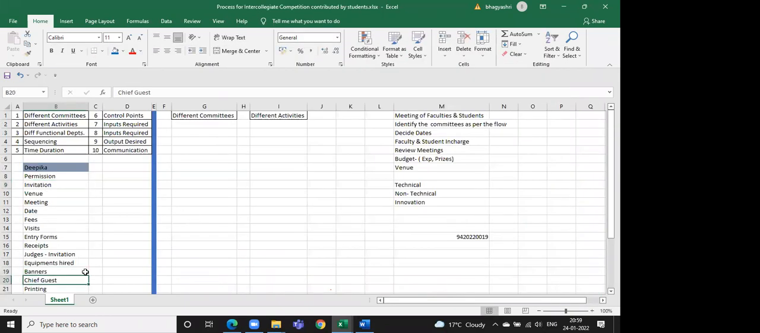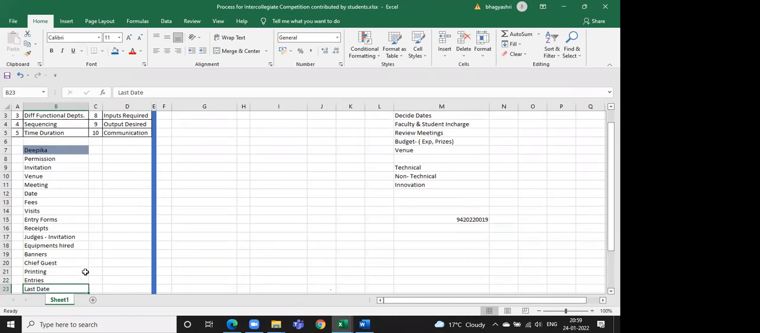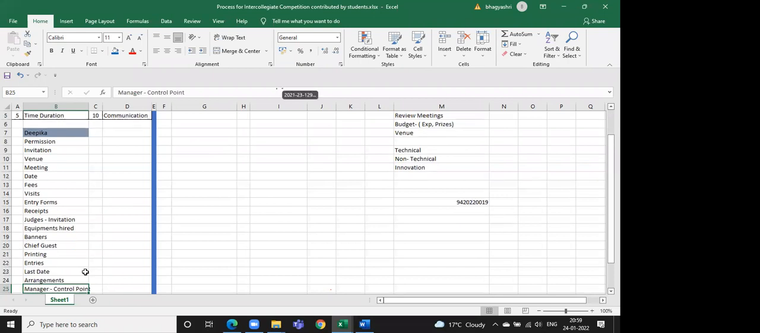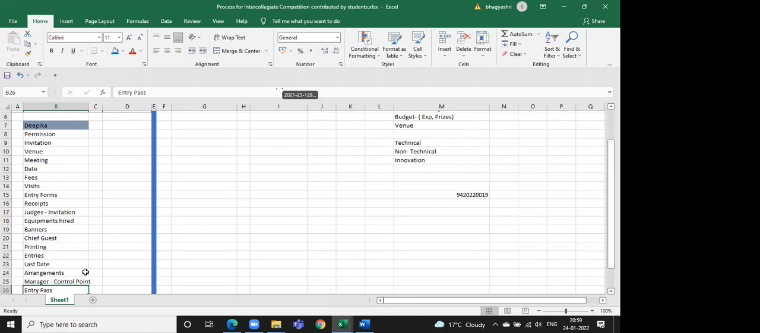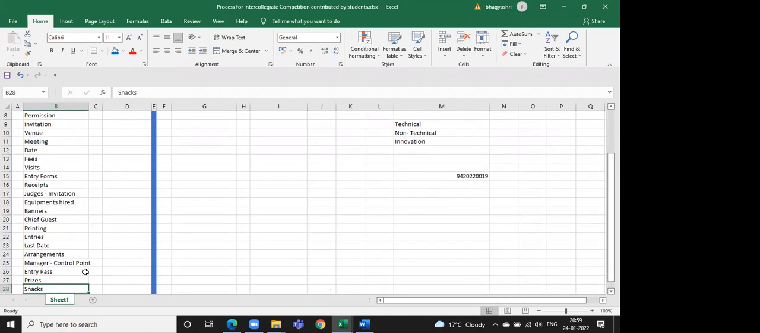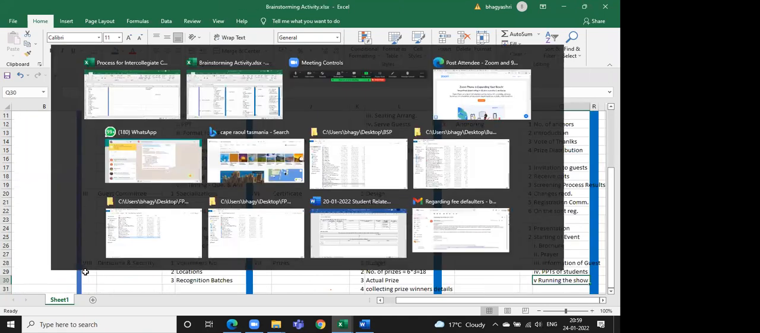Banners are done in the advertisement, chief guest committee, printing goes in advertisement, entries registration committee. Last date that will be decided by the management committee. Arrangements, we are having hall arrangements, manager as a control point. Okay, entry passes, prizes, snacks, bouquets. Okay, so control point.